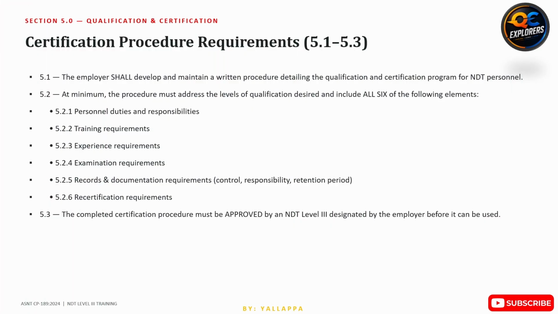These changes reflect the continuing evolution of modern inspection technologies and international certification practices. Section 5 shifts our attention from individual qualifications to the employer certification system itself. While previous sections explained how personnel become qualified, this section explains how an organization establishes a compliant certification program.